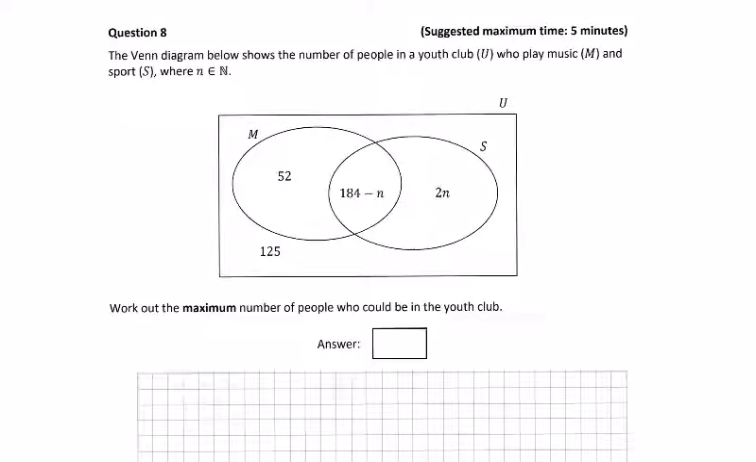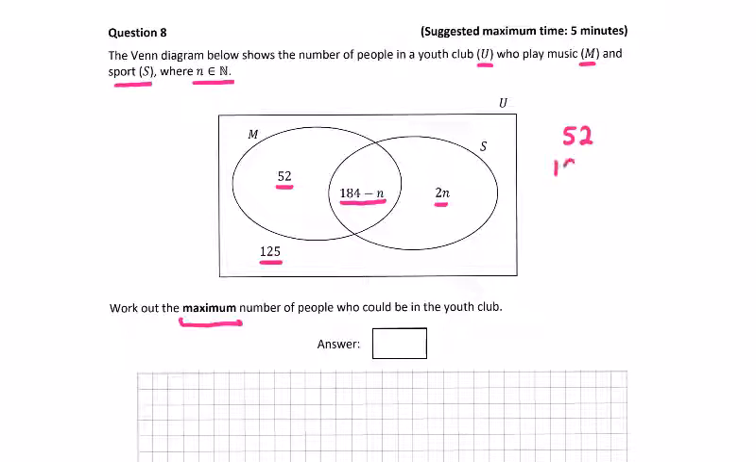Question 8 was one of these set questions that they love with the min-max part, minimum or maximum. This time it's work out the maximum number of people who could be in the U club. The Venn diagram shows the number of people in a U club U who play music and sport, where n is an element of natural numbers. So we're asked to work out the max here. We have 2n, we have 184 minus n, we have 52 and 125. Let's add them all up together and see what we get. Let's just see what happens.